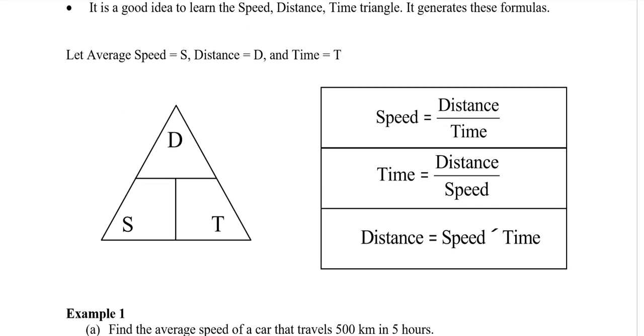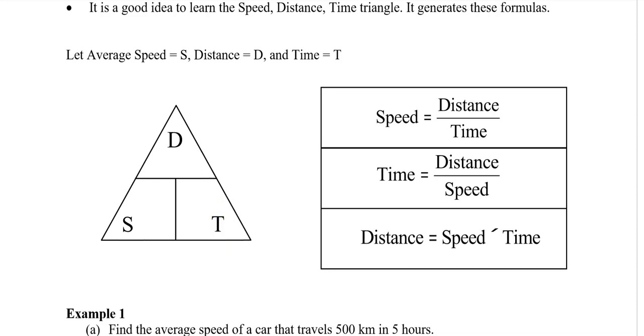So if speed is given the letter S, and D is for distance and T is for time, there are three different formulas that you can see here in the box beside it, but we can use this triangle to help memorize the formula. To use it, you cover the letter that you want to find. So if I wanted to find the speed, I would cover up the speed and I would know that what is left is distance over time. So speed is equal to distance over time.